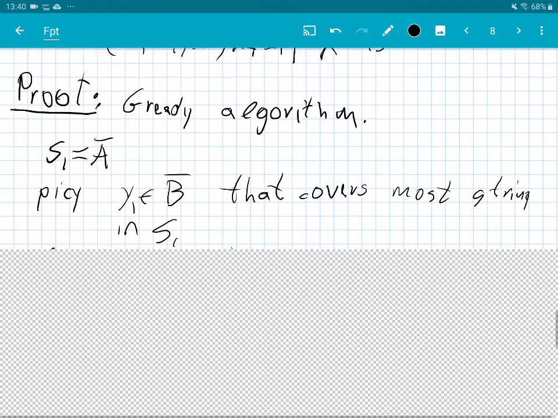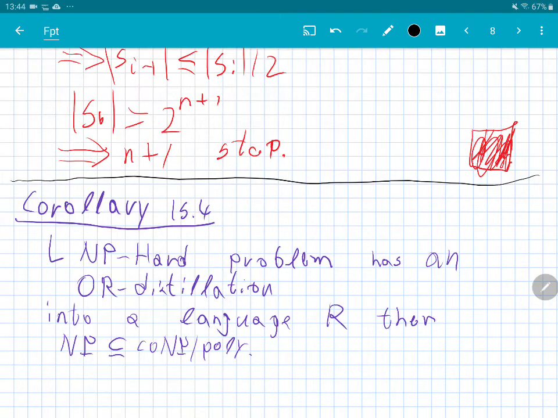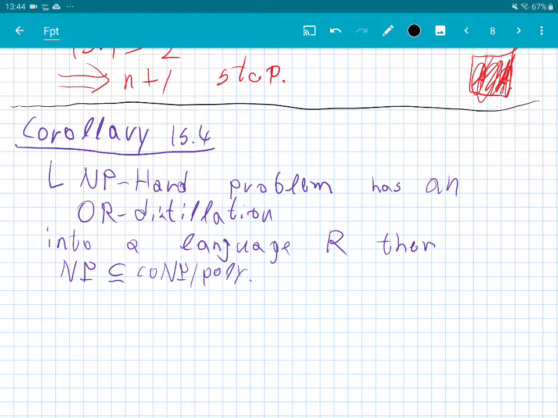Why does it help us in life? That's a very good question. The implication of the theorem is the following corollary, which is relatively easy. What this corollary says is that if we have a language which is NP-Hard and it has an OR distillation, then immediately we get that NP is contained in co-NP over poly, which we believe, as I said earlier, to be false. And the proof is, of course, immediate.